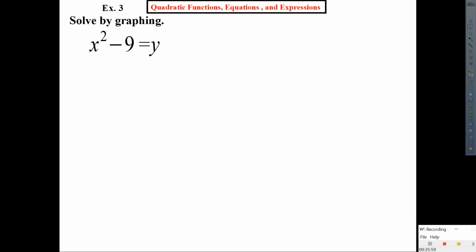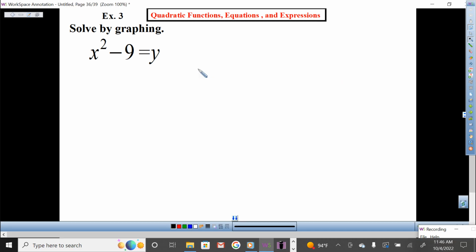Okay, all right, this is what I want you to do. When you get to the graphing portion, I want you to leave it as is, and next to it I want you to make a table, x, y. The first value that I want you to substitute for the x is going to be a 0.